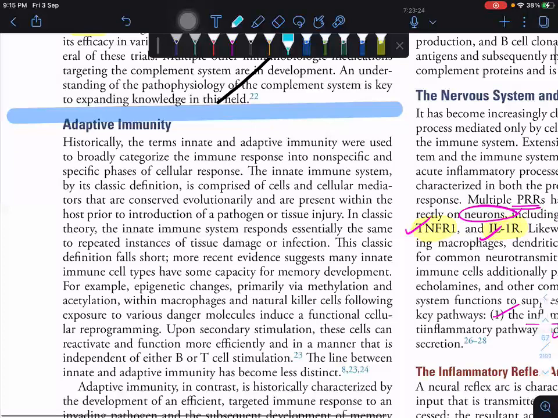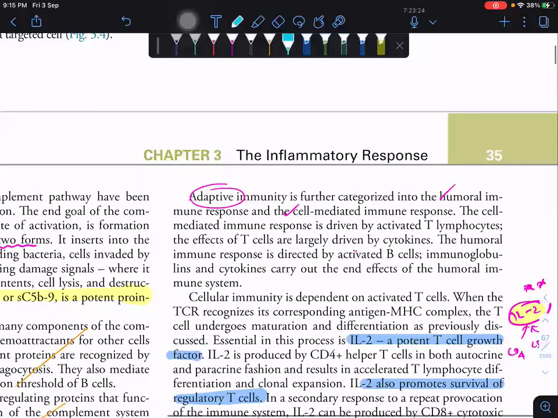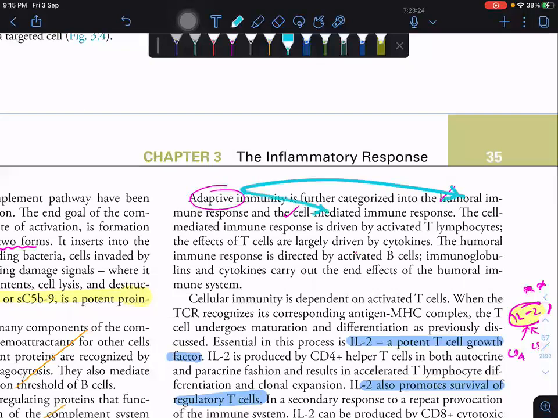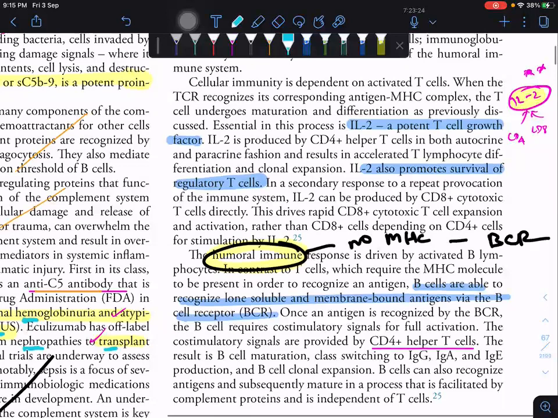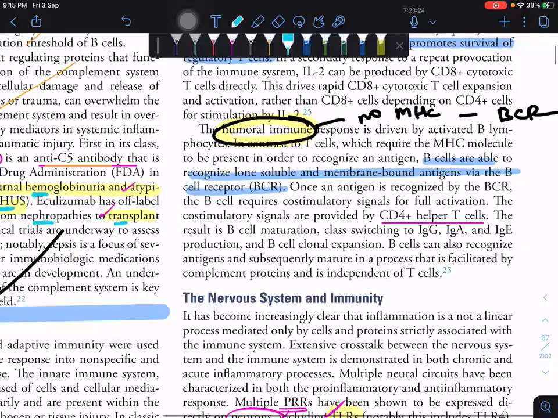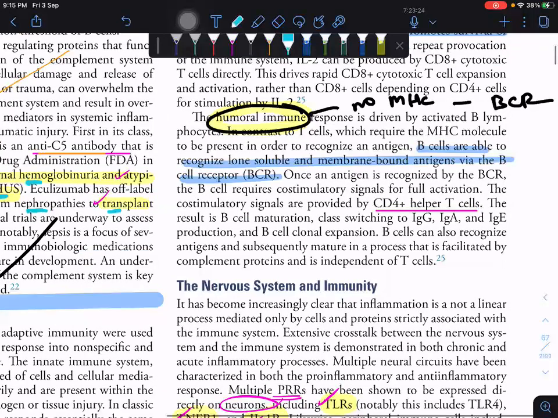Then we'll go to adaptive immunity. Adaptive immunity has two arms, as you know: one is humoral and another one is cell-mediated. In that, they're telling that the main cytokine involved in adaptive immunity is IL-2. Remember that much, it is enough. And the humoral immune response is nothing but attacking the pathogens by forming immunoglobulins. The main cell involved in the humoral immune response is the B cell. Here there is no MHC. That is an MCQ. The MHC molecules are not present in the humoral immune response.